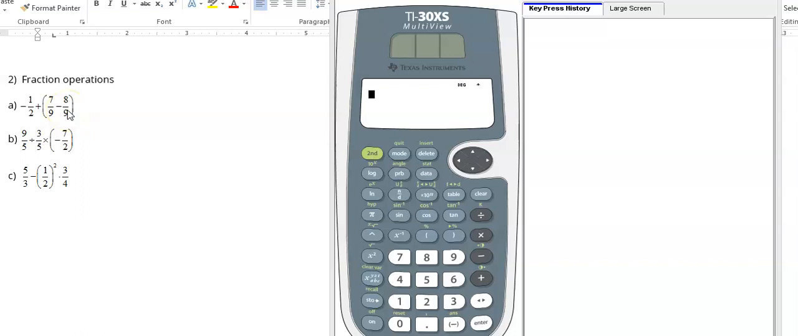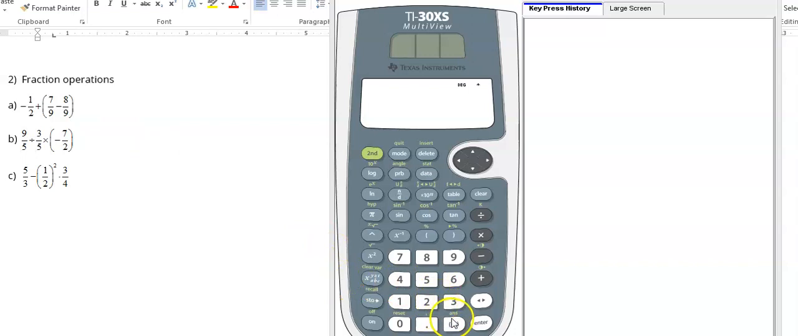Okay, so your best bet is always to try to make your expression on the calculator look exactly like what you see here. Notice this is a negative, and this is a subtraction. This is representing the operation between 7/9 and 8/9. So we're going to start.